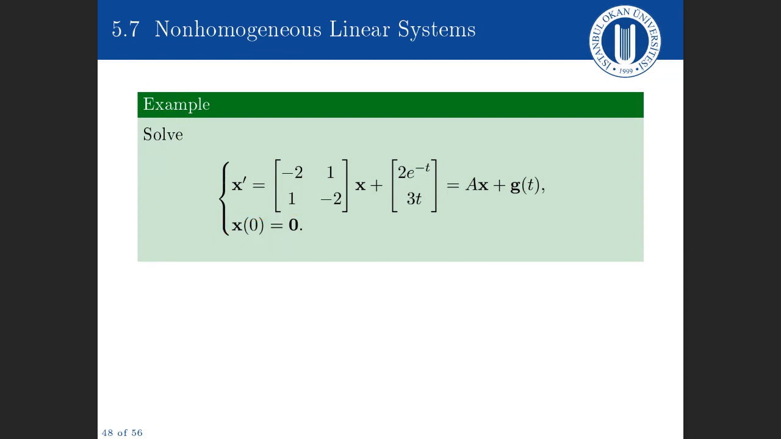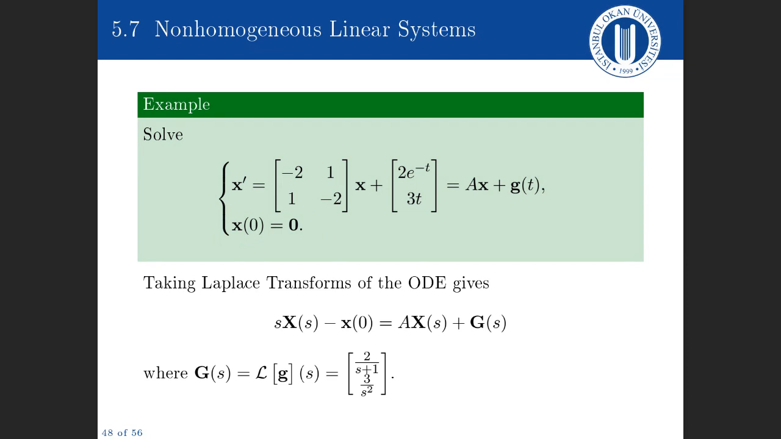How do we solve differential equations using the Laplace transform? We take the Laplace transform of the differential equation. So on the left, the Laplace transform of small x prime is s capital X minus x at 0. On the right, A is just a constant matrix. The Laplace transform of a constant, we just ignore that. The Laplace transform of small x is capital X plus capital G. The capital G is the Laplace transform of small g. And because the initial condition is 0, we can forget about the minus x 0.